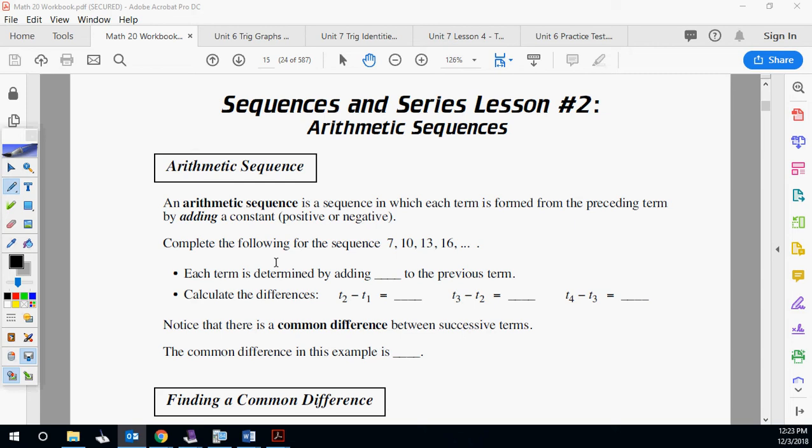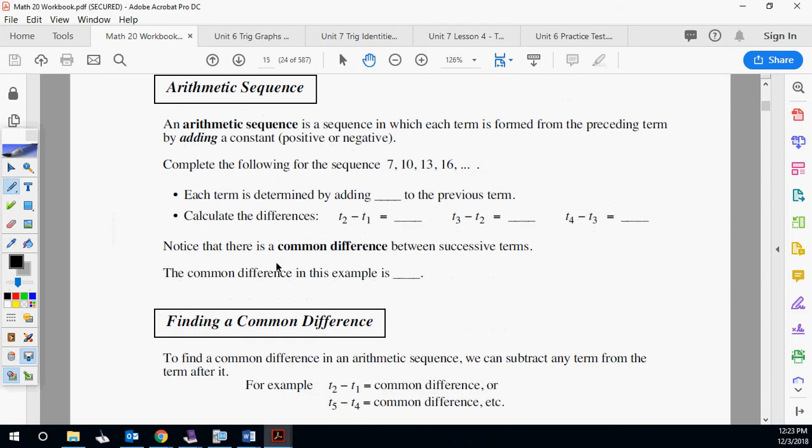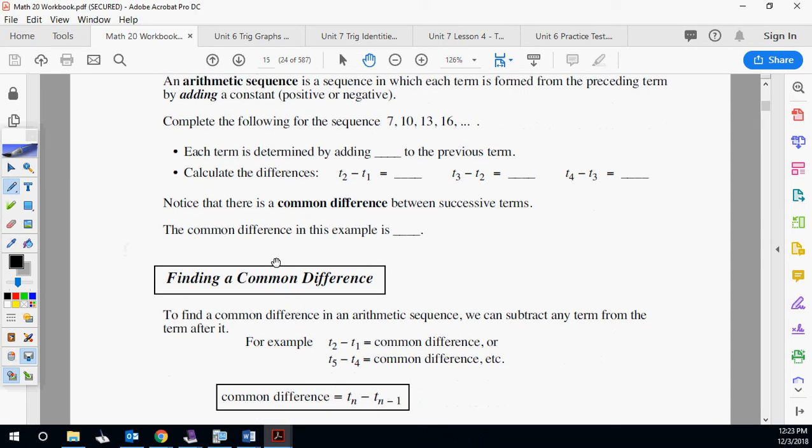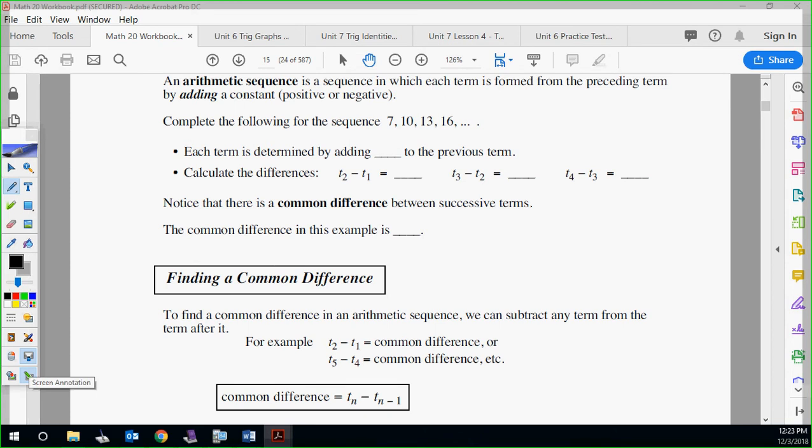So today we're looking at the two arithmetic lessons, 2 and 3. We'll just keep this video to lesson 2. An arithmetic sequence is a sequence in which each term is formed by adding a constant, a positive or negative. Just said that. Complete the following sequence. You can see this one is 7, 10, 13, 16. Each term is determined by adding 3.